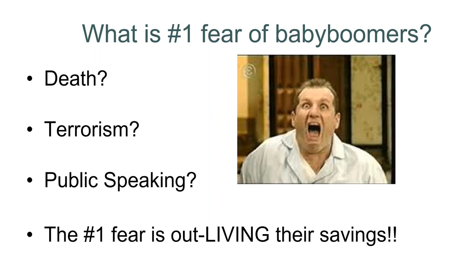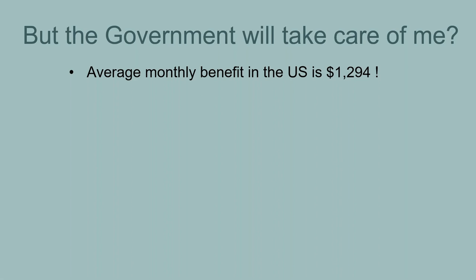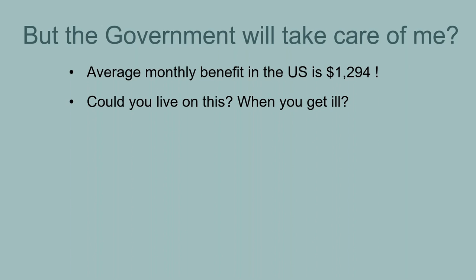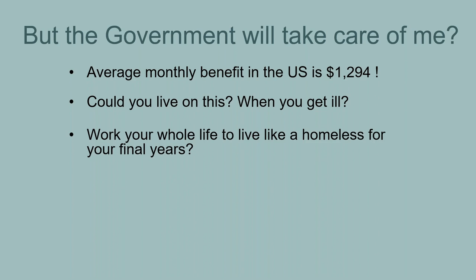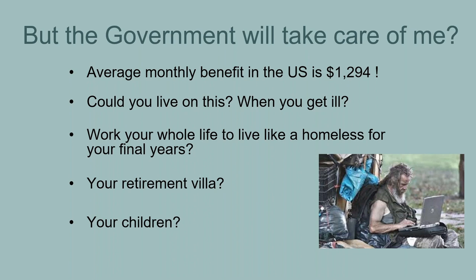Right? And that all comes down to a system that we have learned about and we get stuck in, and before we know it, we're too deep in it before we learn how to get out of it. And if we rely on the government to take care of us, if we look at the facts, the average monthly benefit in the US is $1,294. I mean, could you live off of that? Generally, your bills tend to go up as your health decreases later in life. You work your entire life and then end up living, possibly like a homeless person, for the final few years. And then we have to have our children look after us. And nobody really wants to be in that position, right?